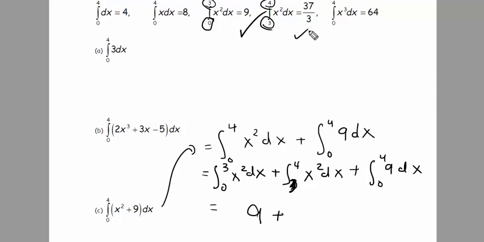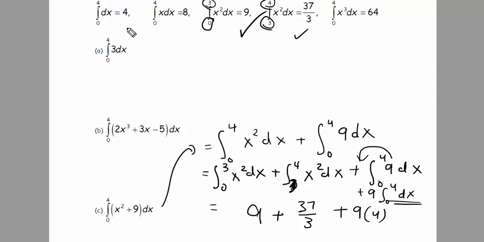and the 37 over 3, and then the 9 can come out in front, so I get 9 integral from 0 to 4 of dx. So 9 times this guy, which I know is 4 from over here, and this all ends up being 172 over 3.